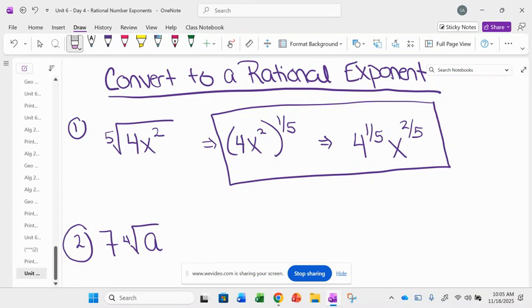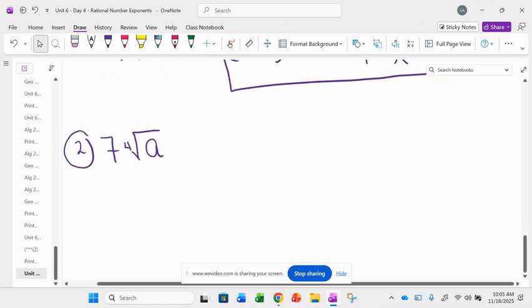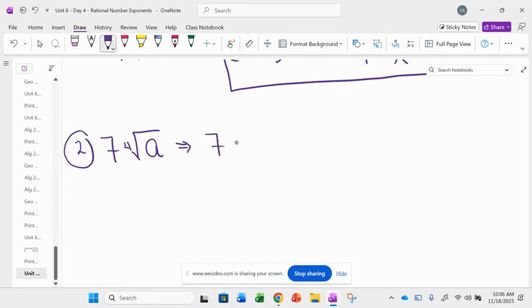Okay, so here I have 7 times the 4th root of a. Is that 7 under the radical? No. So only the a is under the radical. So this means this is going to be 7 times a to the 1/4 power. Is it okay that I don't have parentheses around the a? Absolutely, it's okay because that 1/4 only belongs to the a. What if I have the 4th root of 7a? How would I write that?